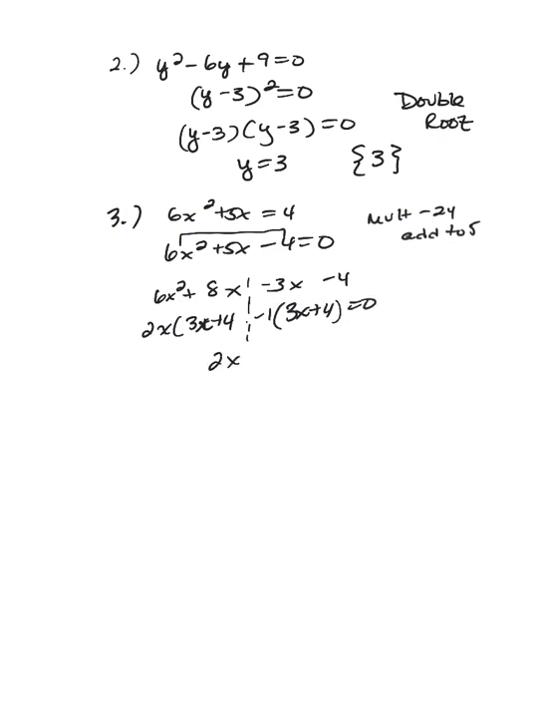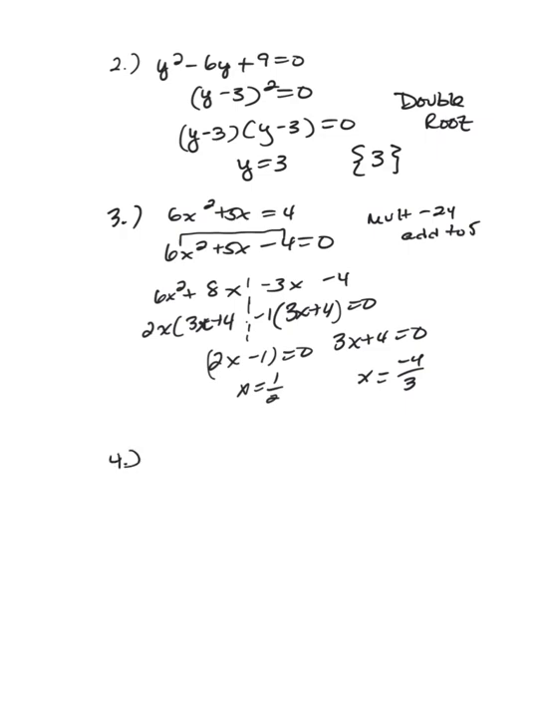And then set each factor equal to 0. Solve, solve. You could solve it as fast as you want. And so those would be your solutions. Negative 4 thirds and a half. Okay, so keep that in mind. You could also end up with 3 roots.